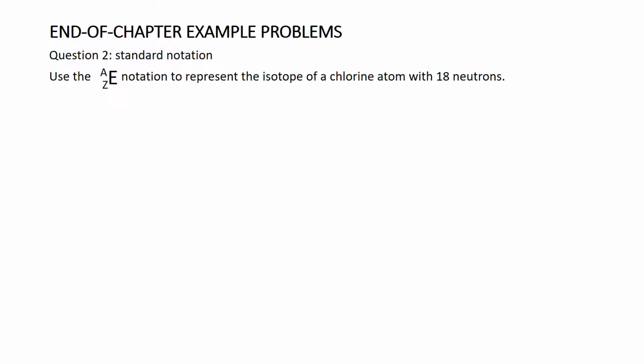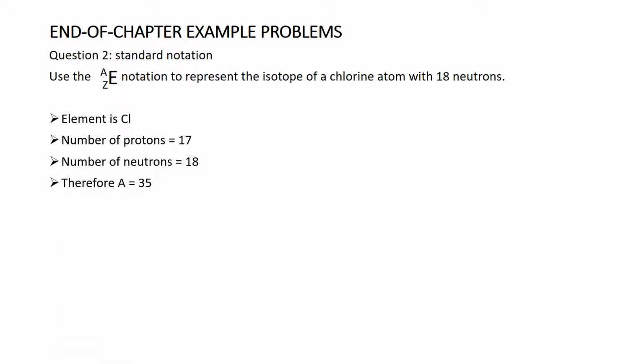So first we get the symbol for the chlorine atom, which is Cl, and then we get the number of protons from the periodic table, which is 17. The number of neutrons we're already given, it's 18, and the atomic mass number is 35.